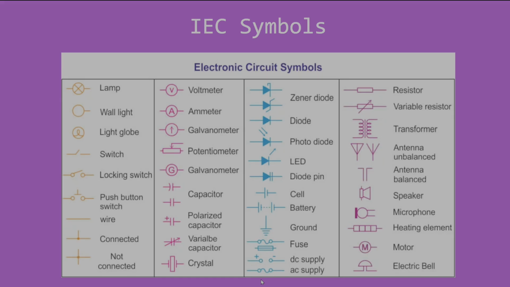Although there's a lot of preference to this, because you can't screw up a small rectangular box as much as you can a squiggly line. That's the one complaint with IEEE. If you don't draw something correctly, it could look like a resistor or an inductor, and you don't have quite that problem with IEC.